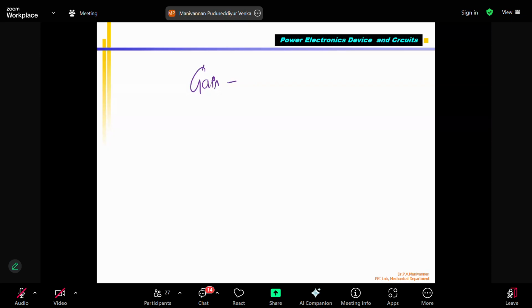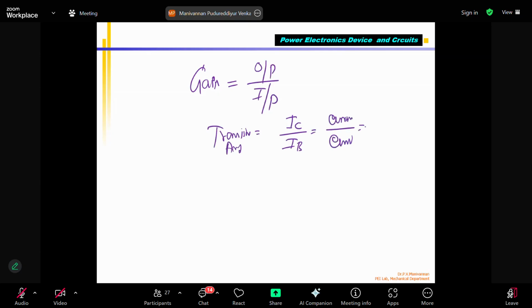So generally when we say gain, anytime we say gain, we mean output divided by input, correct? In case of a transistor amplifier, output is IC and input is IB. So this is current and this is also current. The units, amps, get cancelled, so gain is a dimensionless quantity, correct?